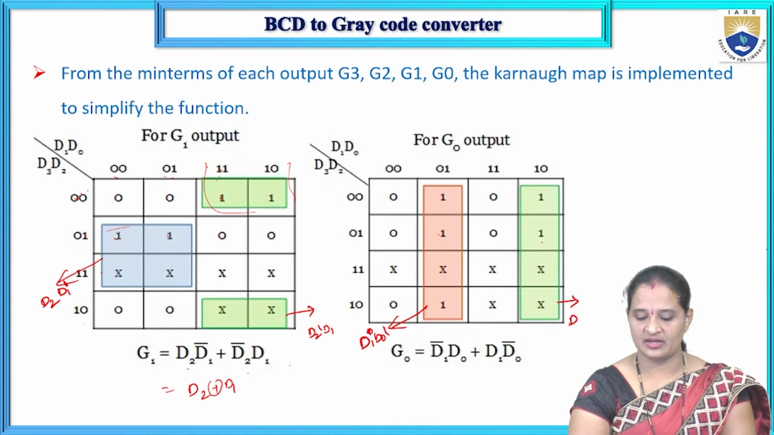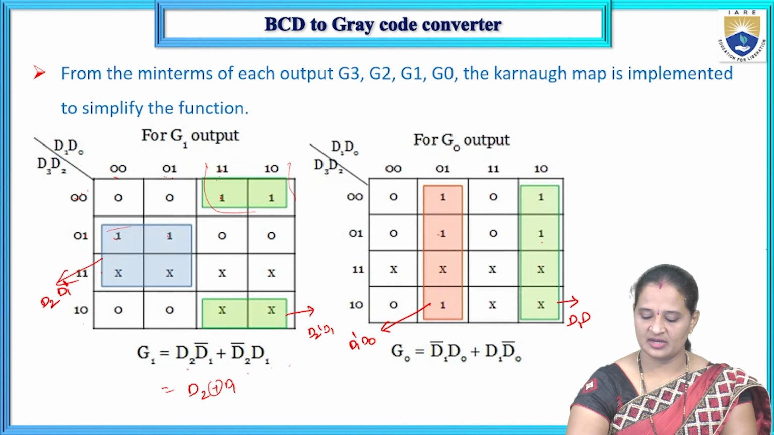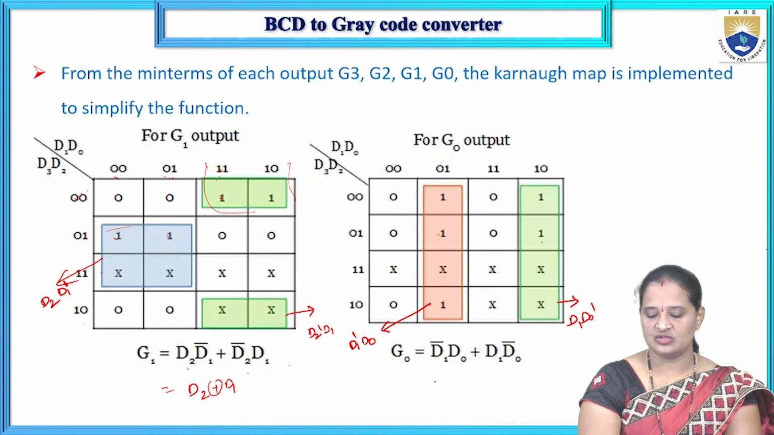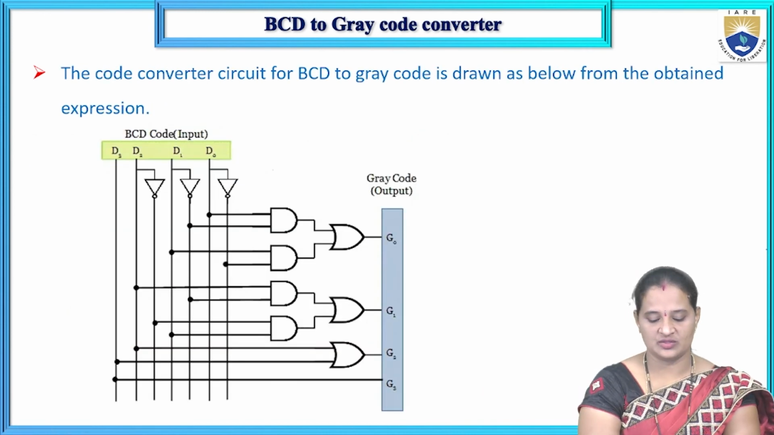And this one I can write as D1 complement D0. And this can be written as D1 D0 complement. So I can write it as D1 XOR D0. Okay, so finally the Boolean function for this one is this one.